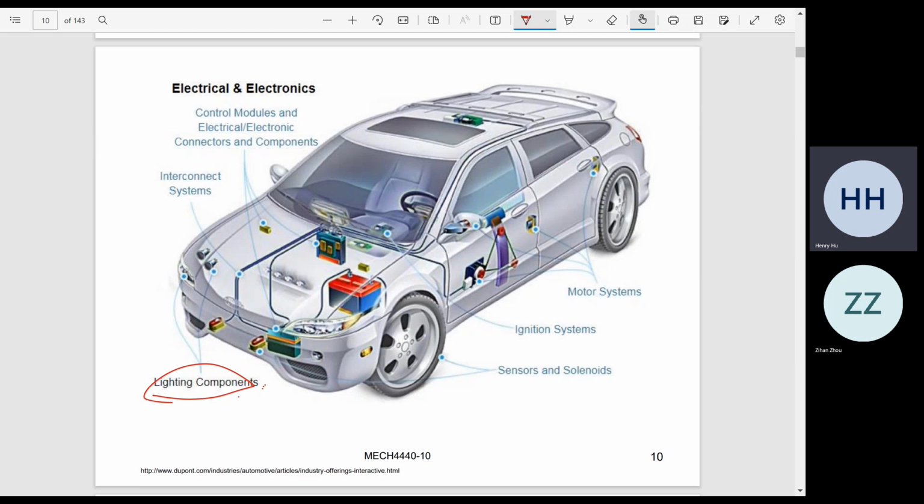And then a lot of the components related to the connector, okay, for the electronics, and those cases over there, they are made by polymer over there. And we're also talking about the sensors and solenoids, okay, those stuffs. And we use a lot of polymers over there, okay.